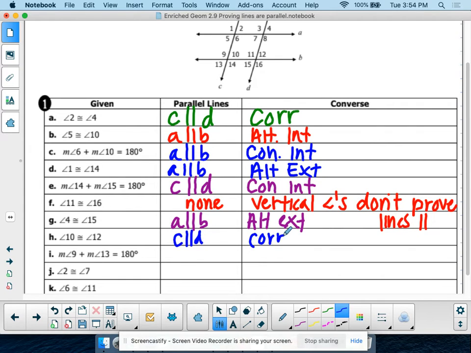On I, 9 and 13, if we look real quick, those are just a linear pair, so no lines are parallel because linear pairs don't prove parallel lines.